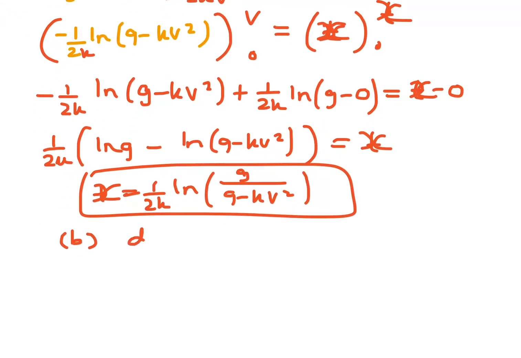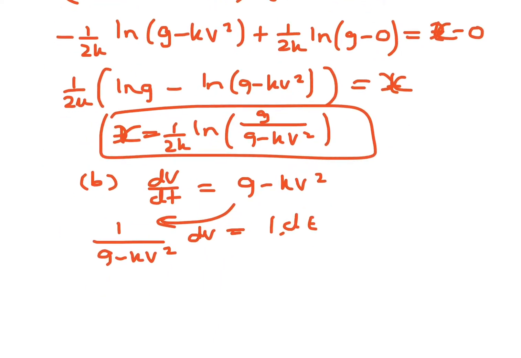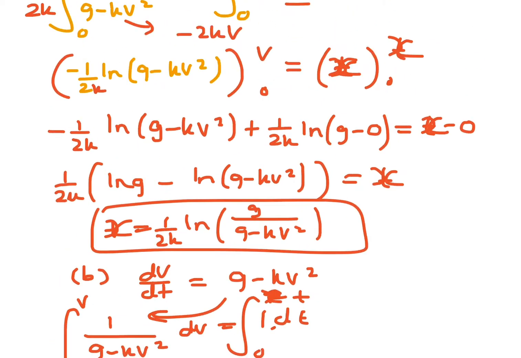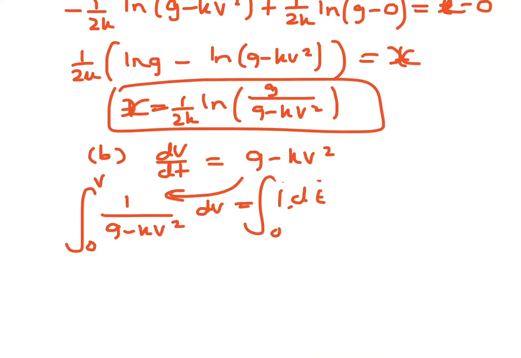Okay, so the next one's time. So we're going to go dv on dt equals g minus kv squared. So bring the v down, so you get 1 on g minus kv squared dv equals dt. And this one's definitely t, not x. This is going to be from 0 up to v, and this is going to be from 0 up to t. I did change that from 0 to x, so this is 0 to t.